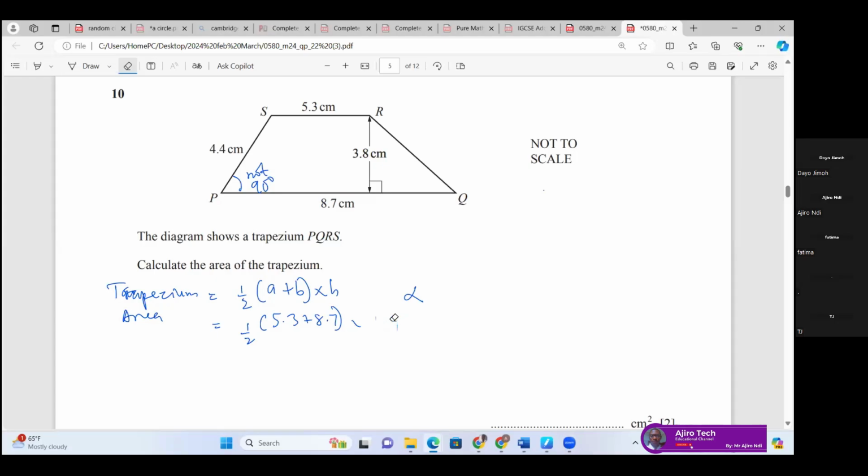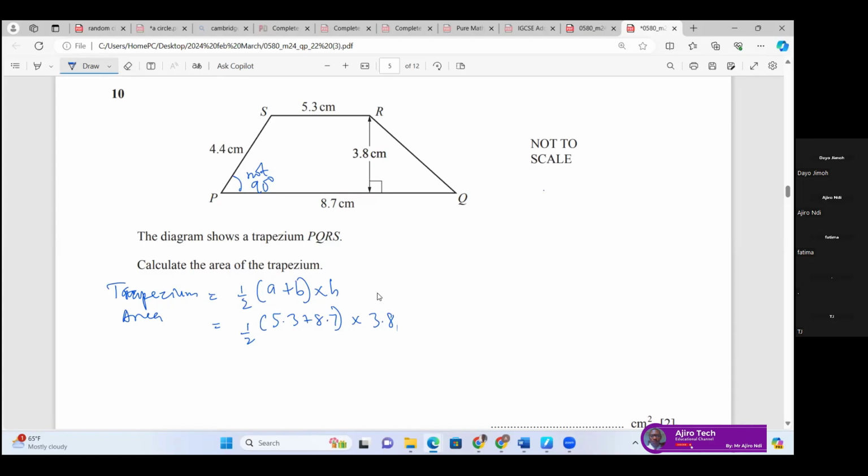So I'm going to use height 3.8. So if I do this, what will be the solution? Let me bring up my calculator. I don't have an online calculator for now, so I'm going to make use of the one on my phone. So if I should do this, what will I get?